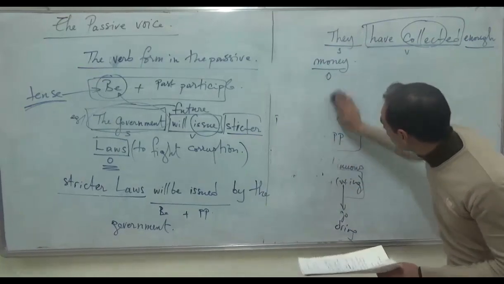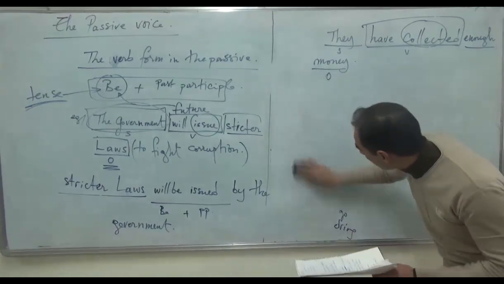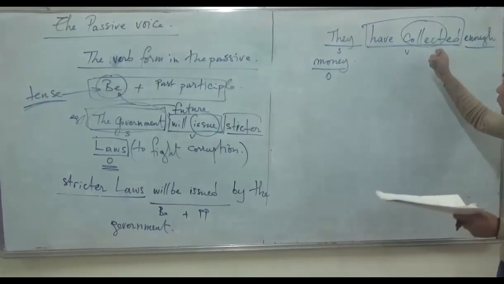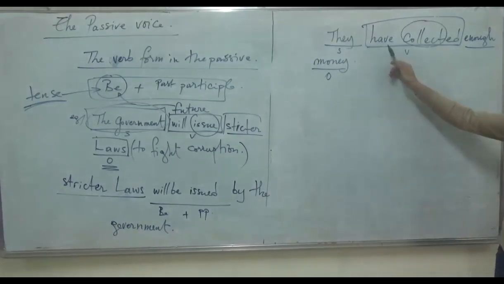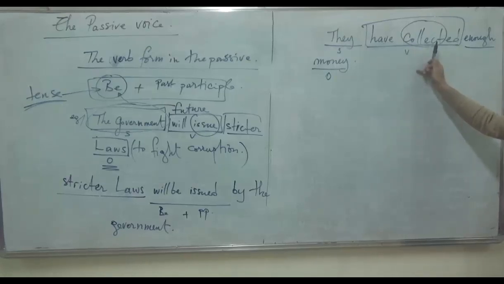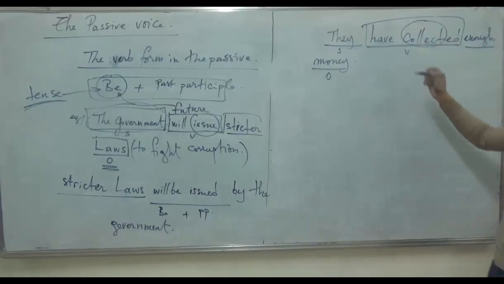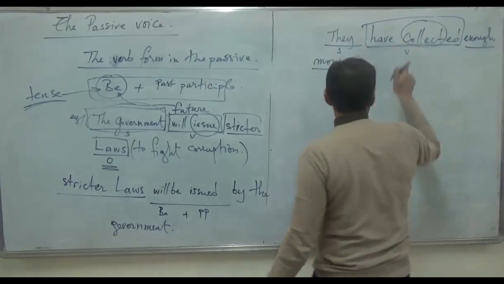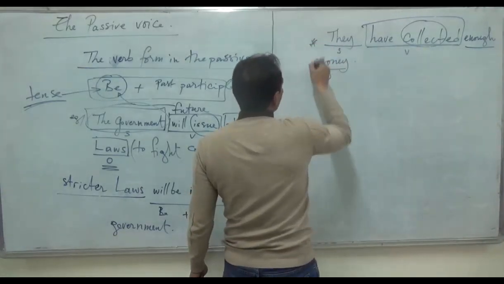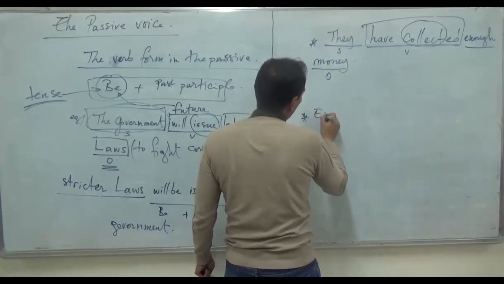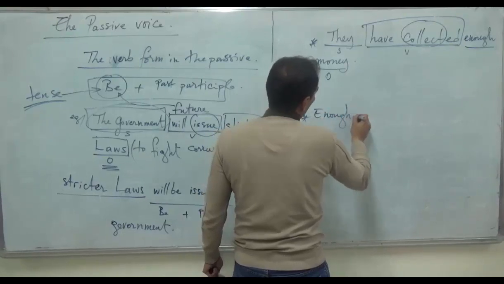Here, for example, before we transform, you can tell me which tense is used here. Which tense is used here? This is to have plus past participle, so this is perfect. Which perfect? Present or past? I go to have. Have is in the present, so it is the present perfect. I am going to give the present perfect to be. Not very difficult. And of course, enough money.